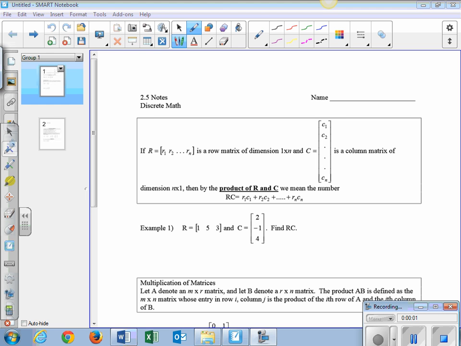Okay, so welcome to class today. We are going to be working in section 2.5 today. We're going to be doing multiplication of matrices.